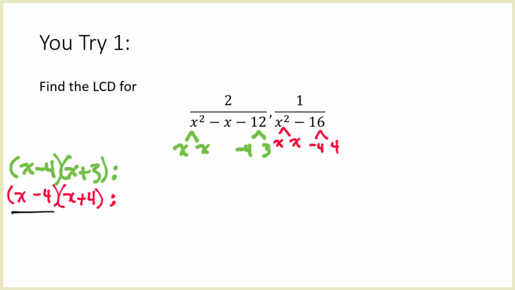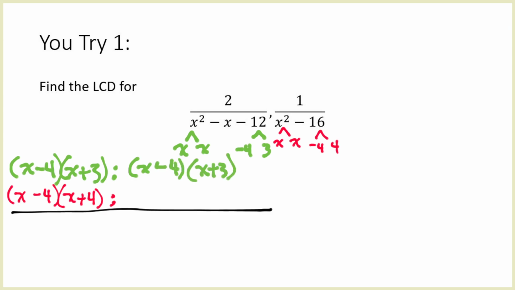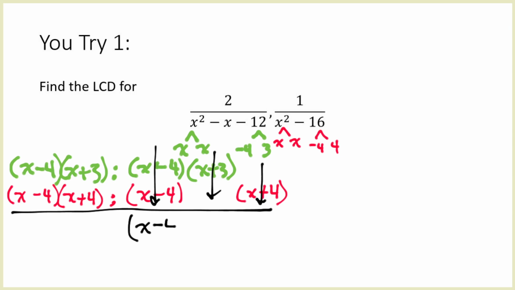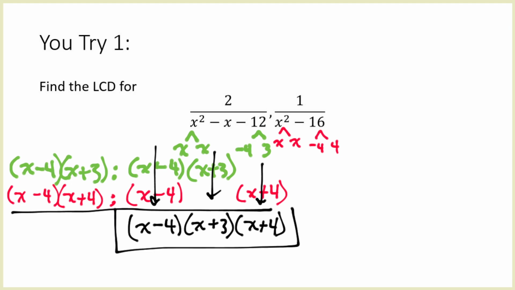So when I do that, that'll give me x minus 4 times x plus 3. I'll fill in an x minus 4 and an x plus 4. Drop everything down vertically, that'll give me x minus 4 times x plus 3 times x plus 4 as my least common denominator. And I'm done.